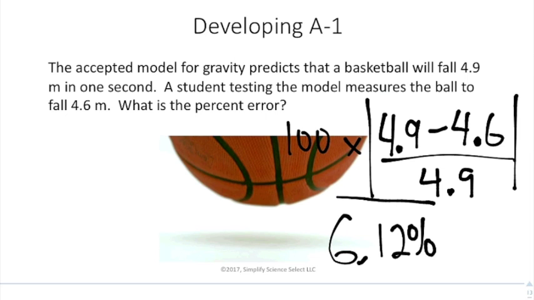Okay, now once you've established this percent error, the next step is to try and explain why you have a 6% error and then try and fix it from there. So for example, one of the things could be how the ball was released.